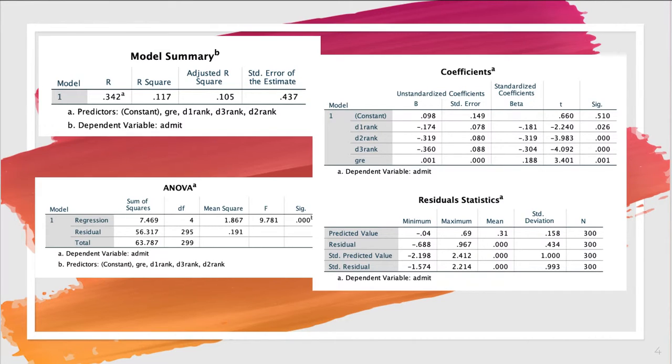R squared in this equation accounts for 11% of the variance. All of our t values here for D1, D2, and D3 are negative, which could be a possible sign of multicollinearity. And our t value for GRE is extremely high as well. Continuing on, we can reject our null for all of our predictors.